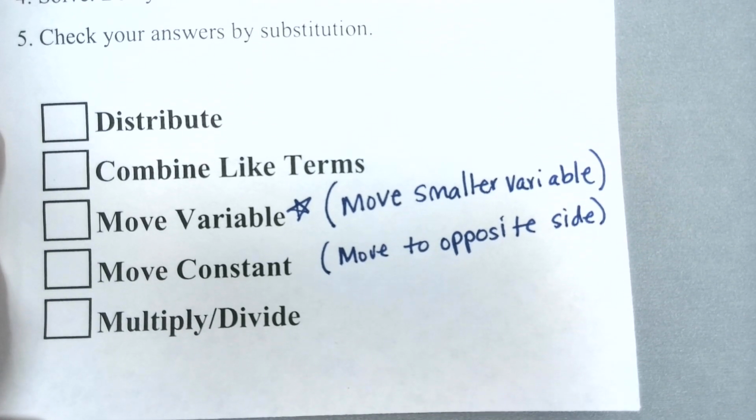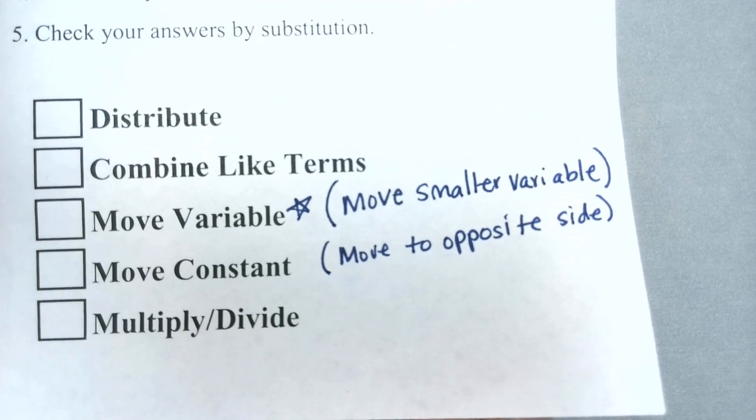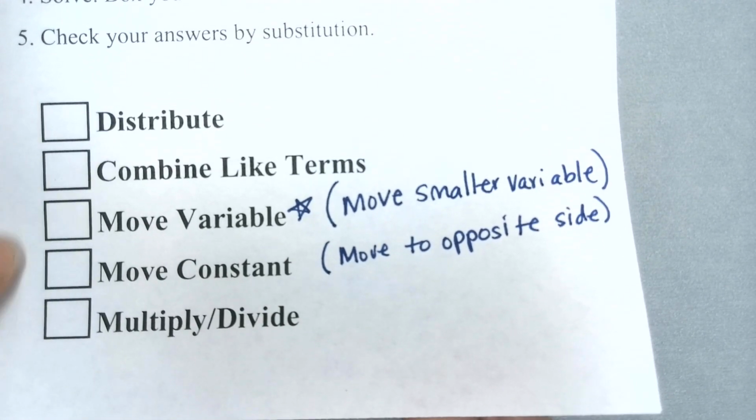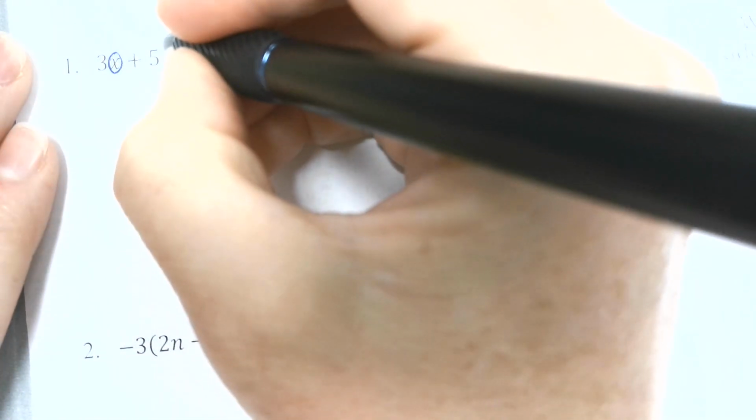All right, go ahead and turn to the next page. We have some examples we need to do. We're going to follow the steps. We're also going to follow this little checklist. Okay, first thing, circle your variables. Draw your line down your equal sign.